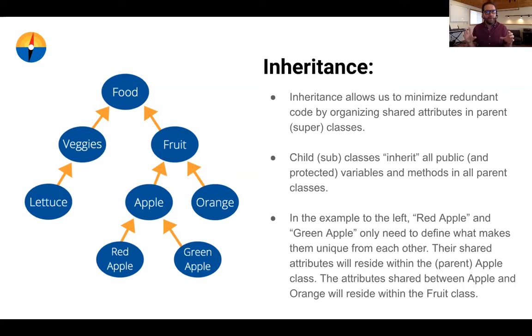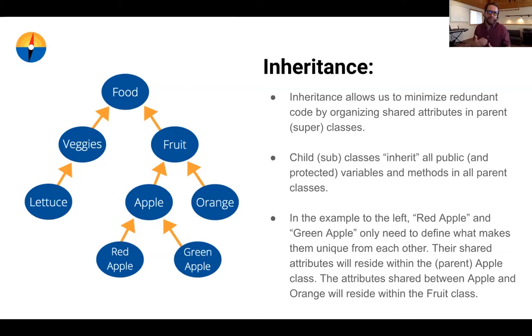And then the red apple and the green apple, all they have to do and all they're responsible for is indicating what makes them unique, for instance, what makes the red apple a red apple versus the green apple. And all the things that make them both an apple will be in that apple class, right?